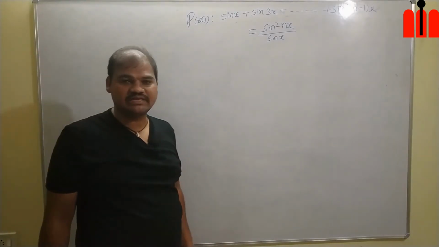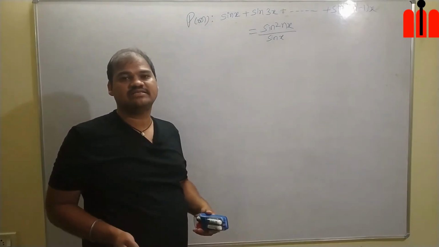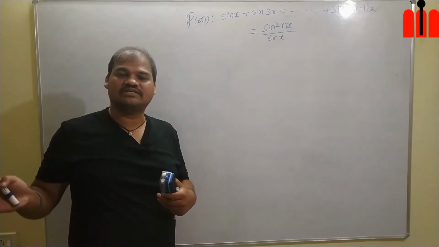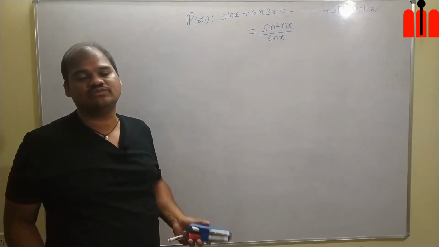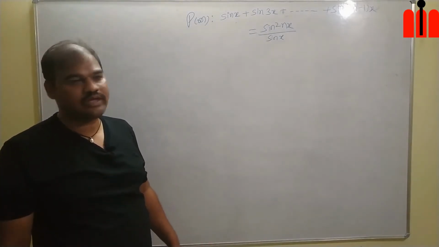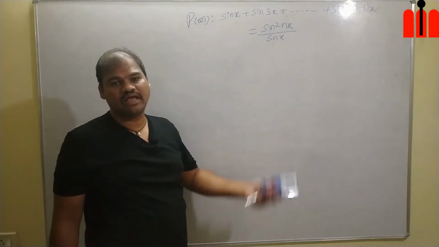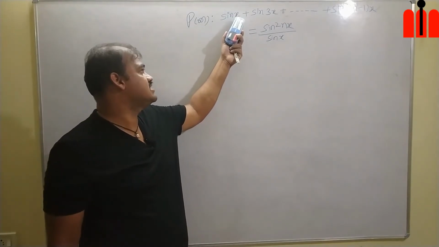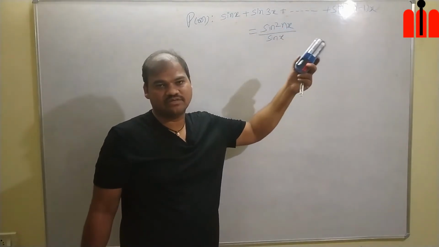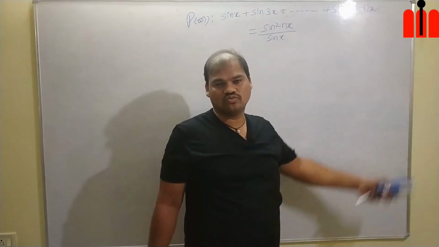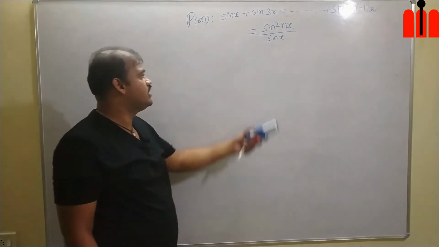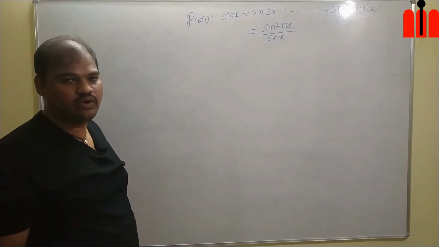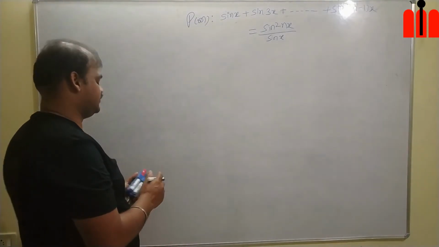What will be my LHS? My LHS is sine x plus sine 3x plus dash dash up to sine (2n minus 1)x. In my LHS, x is multiplied by odd numbers, and 2n minus 1 is also an odd number. So it will be equal to sine square nx by sine x.